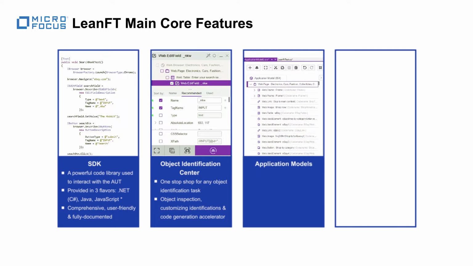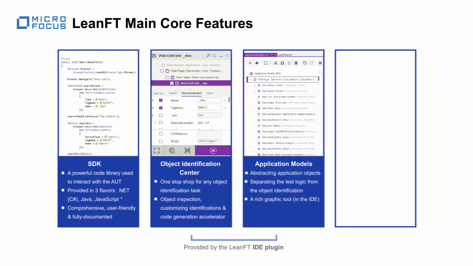The LeanFT IDE plugin provides the ability to model the application objects and application models. The application objects are modeled as test objects and application models by using a rich graphical user interface that is embedded in the IDE itself. Test objects of the application model can be easily accessed from the test source and used to manipulate the corresponding objects in the application. Using application models enables a better separation between the test logic and the object identifications and results in cleaner and more maintainable test scripts. When objects in the application change, there is no need to update the test scripts that are manipulating them. Instead, it is only required to update the relevant test objects in the application model once, and then all the tests that use them will continue to run successfully without modifications.